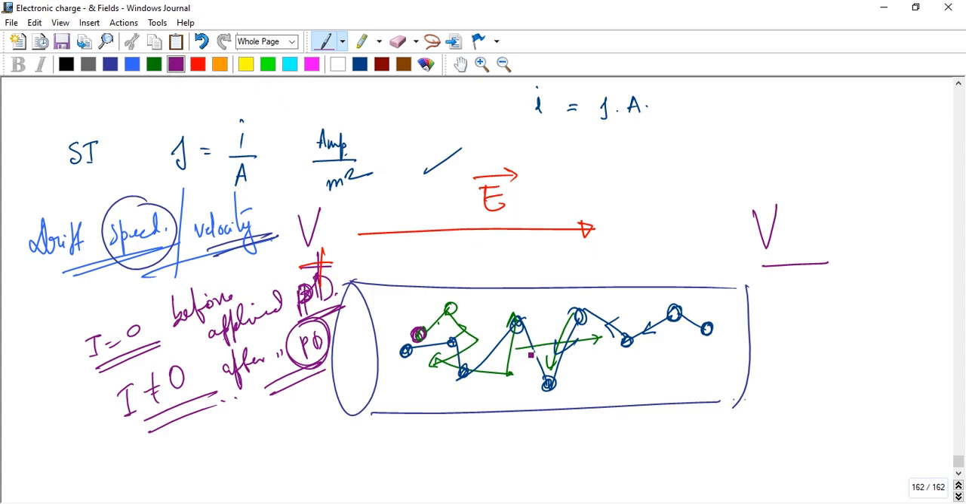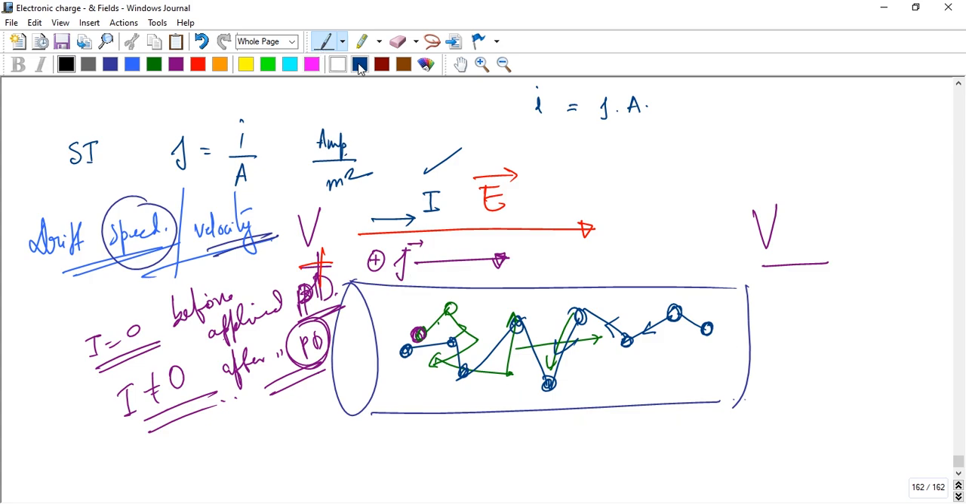So current density for positive charge. So J is in the same direction, and the current flow is obviously in the same direction. The electric field is in the same direction, and the current density for positive charge is in the same direction.